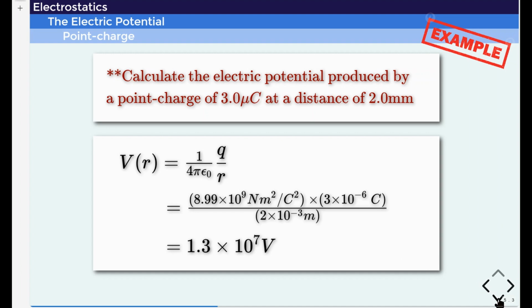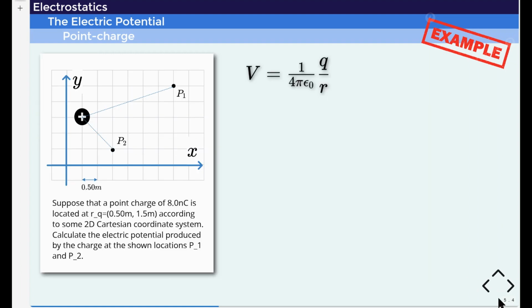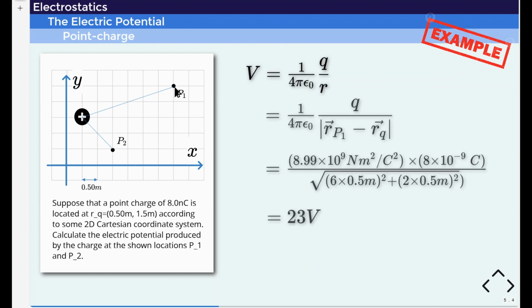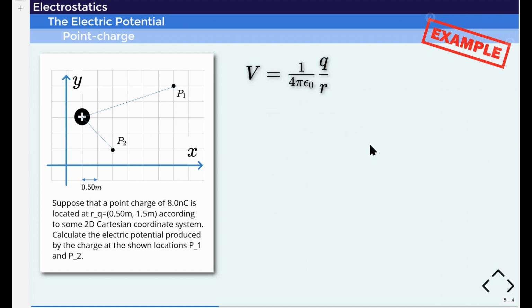You could also think about it this way: if things are not explicitly given in terms of the charge and the distance, you could calculate the distance yourself. Suppose I have a charge sitting here. In this case, let's say it's 8 nanocoulombs. And here's a coordinate system xy that I made up to be able to represent the distances between things. I know, for example, where this charge is located. It's located 0.5 meters in the x and 1.5 meters in the y. And then I know where these other points, P1 and P2, are located. I can calculate the potential at each one of these points.